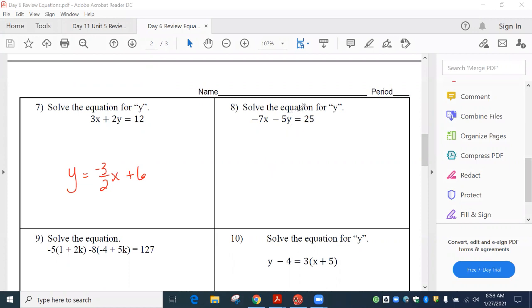So right here, same thing. So what do we see here? We see x and y on the same side. So what's the first thing we're going to get rid of here? Negative. Very good. And it's negative, so what's the opposite? Positive. So we're going to put +7x and +7x. So this cancels.